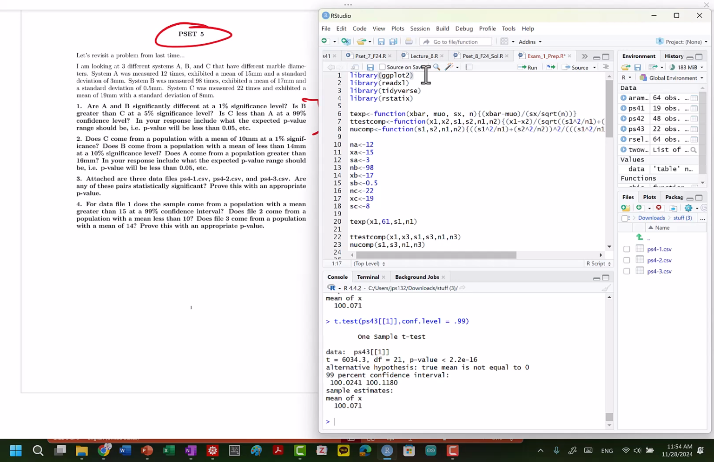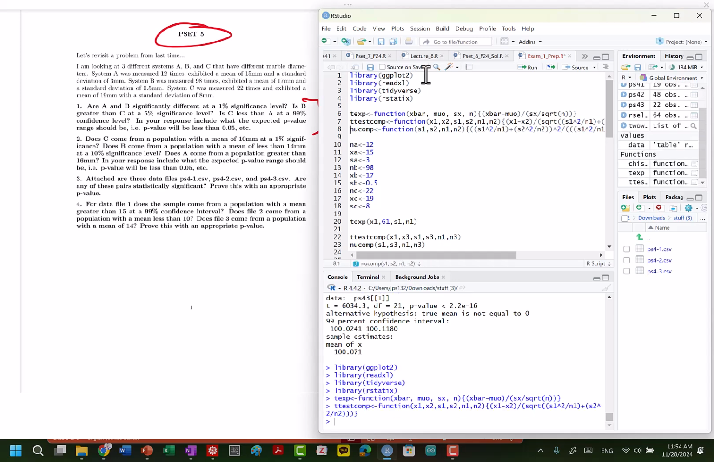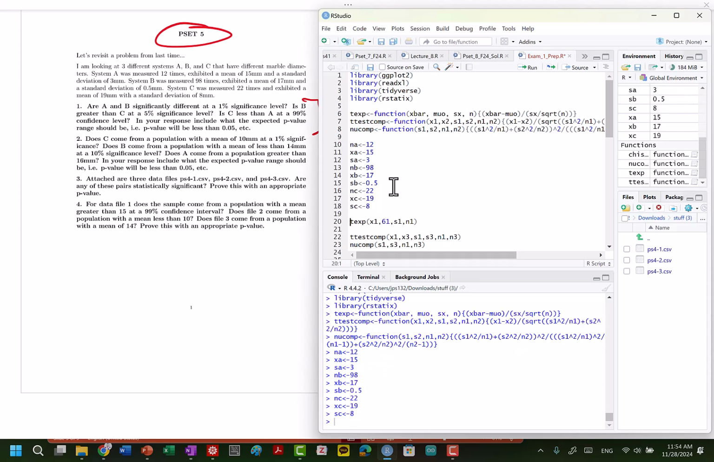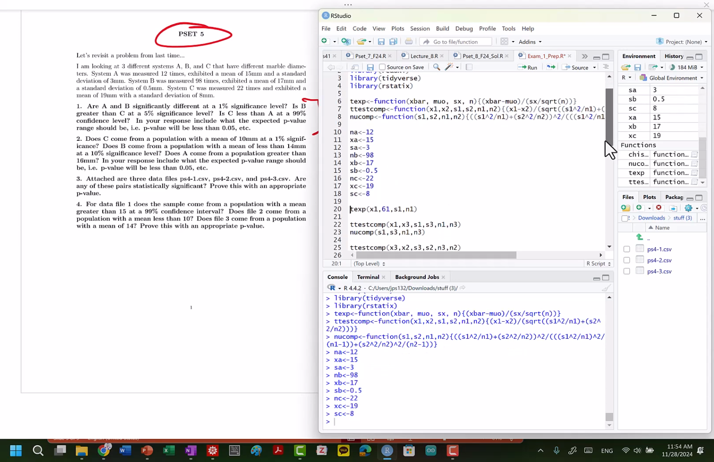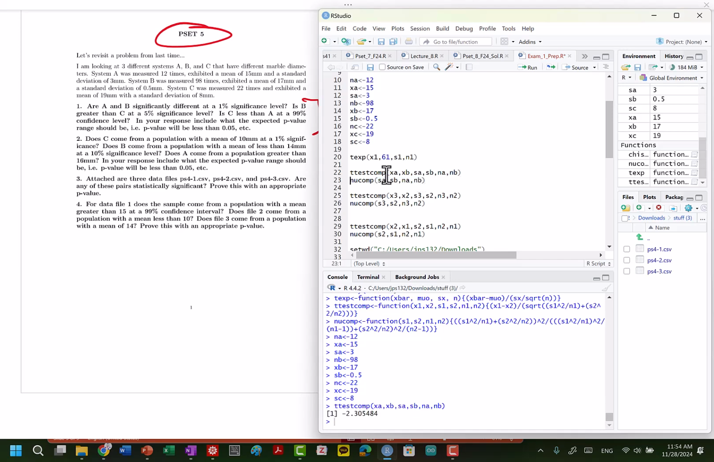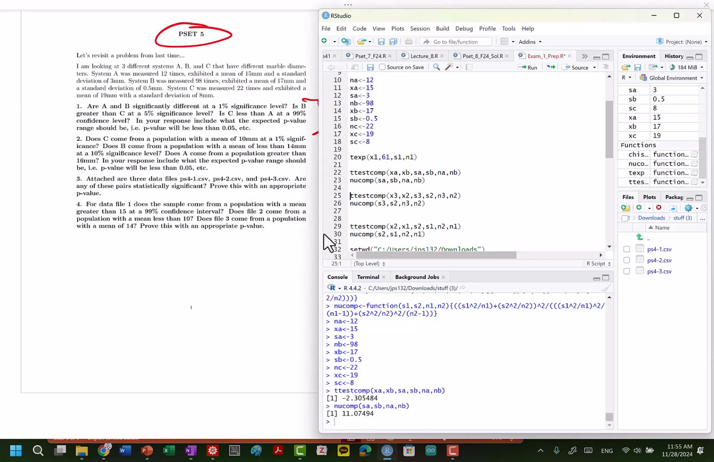I'm going to, as always, read in all these functions and define all these variables here. Now I can say I want to look at A and B. So XA, XB, SA, SB, A, B. And I can copy this. Order matters, so make sure that you're being consistent. This is our T experimental. This is our new comp, 11.